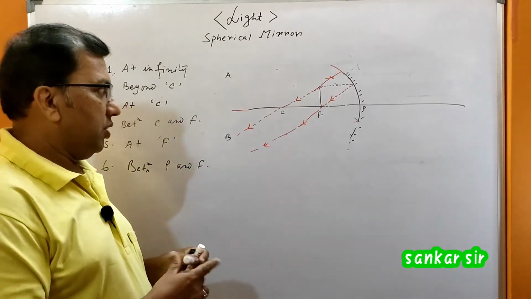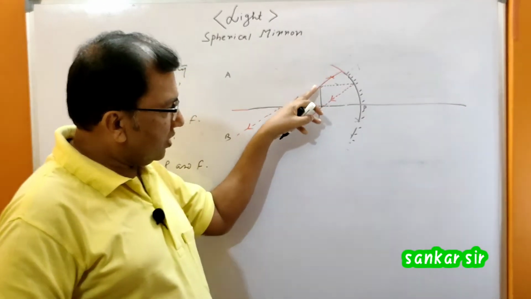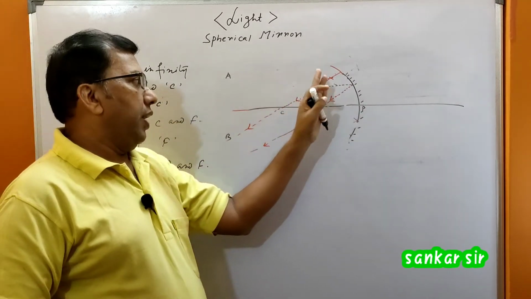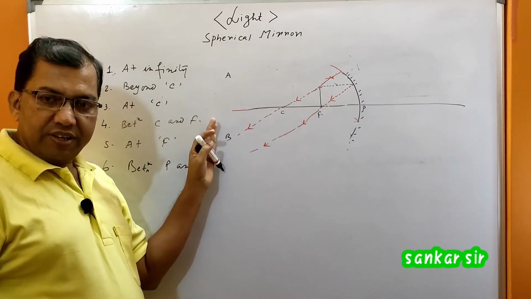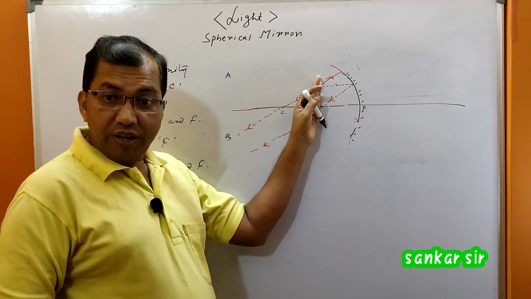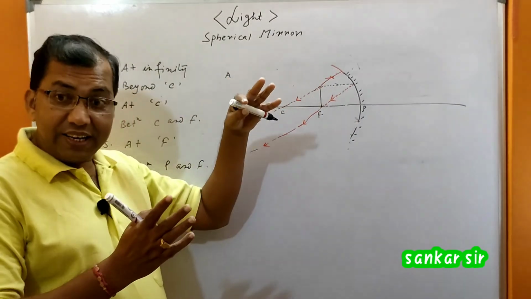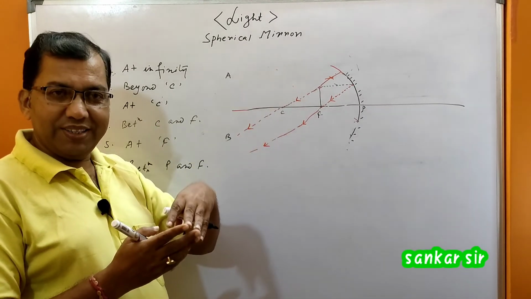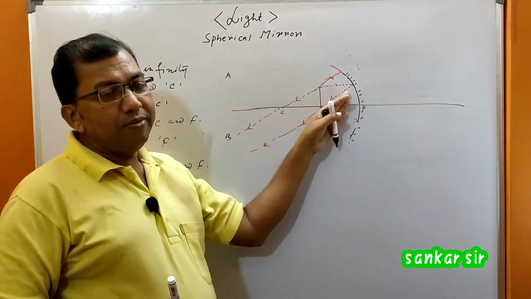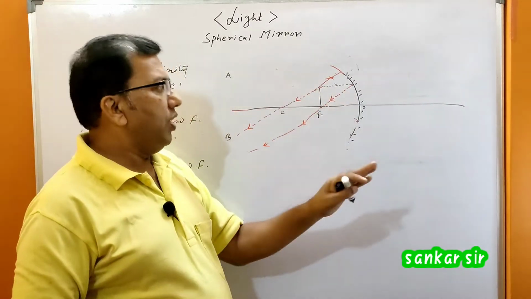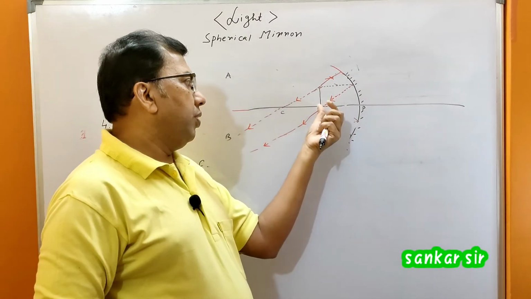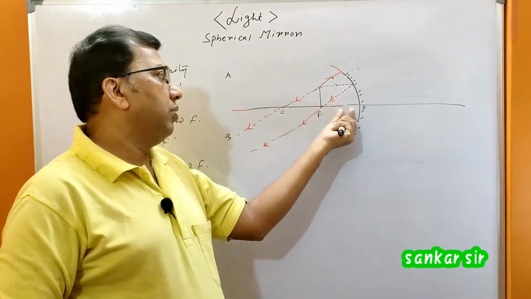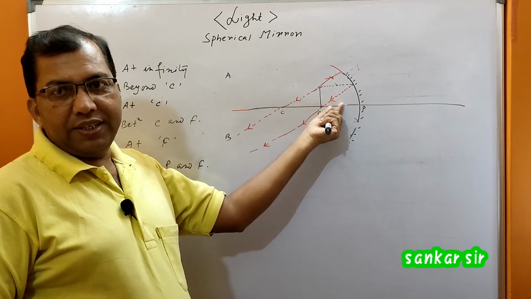Clear? See, the object is at focus, image will be at infinity. Size of the image will be smaller or greater? Greater. That is highly enlarged, not diminished. Clear? So this is very important. And the same thing will happen in the case of in between focus and pole. You will have to draw it and practice it.